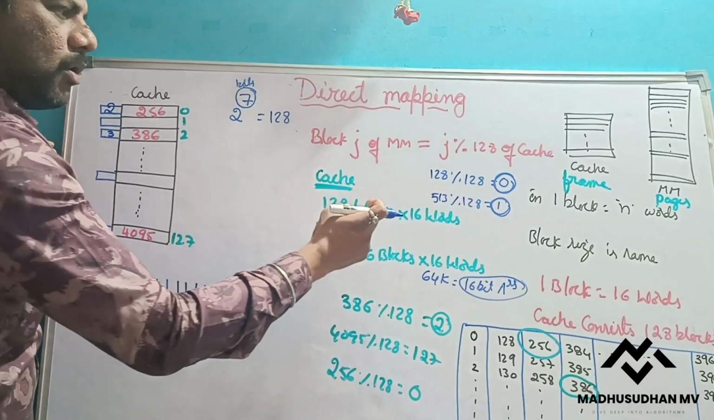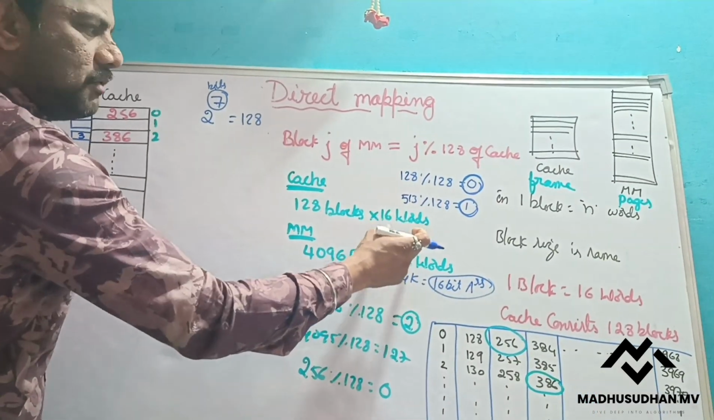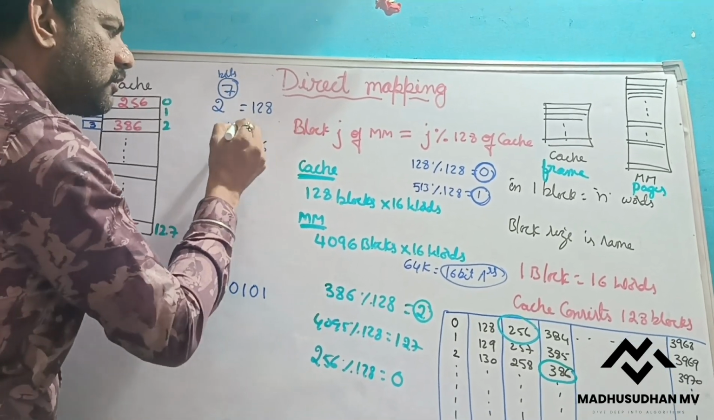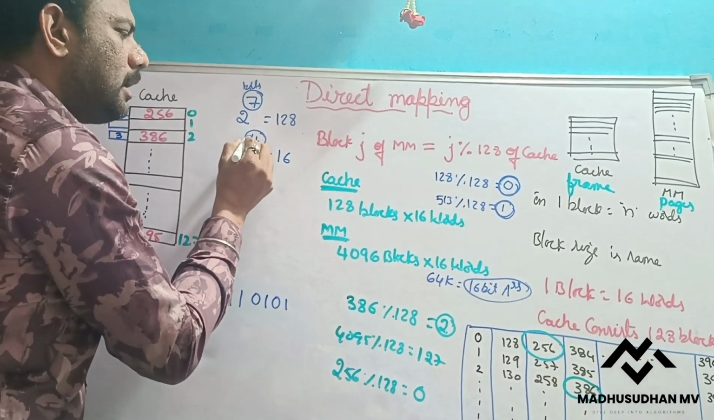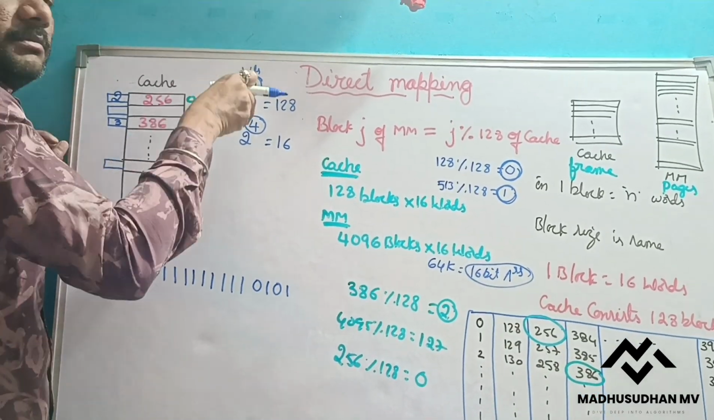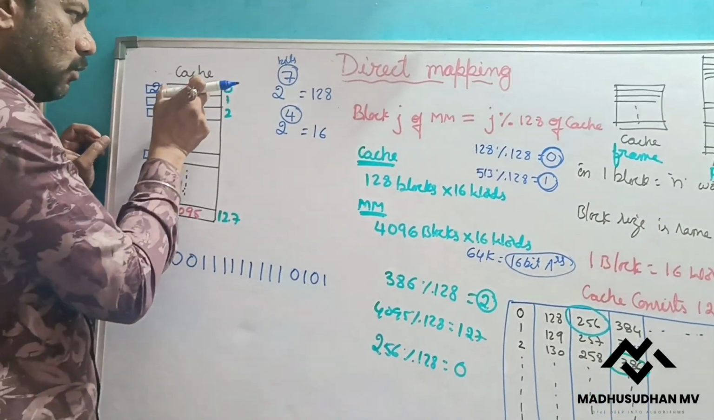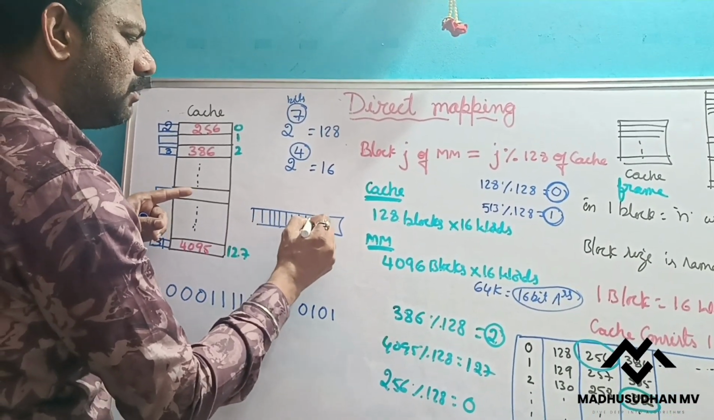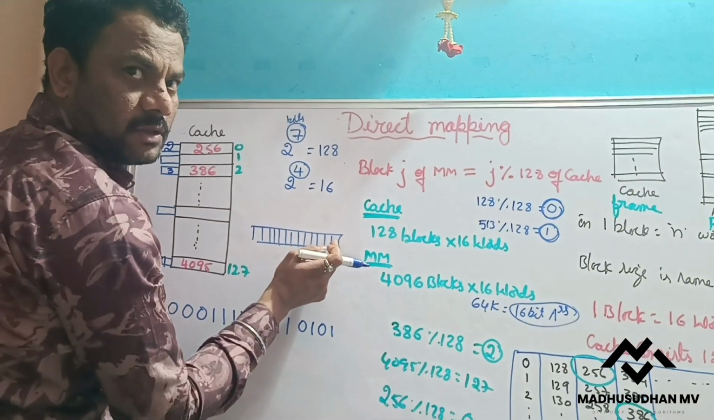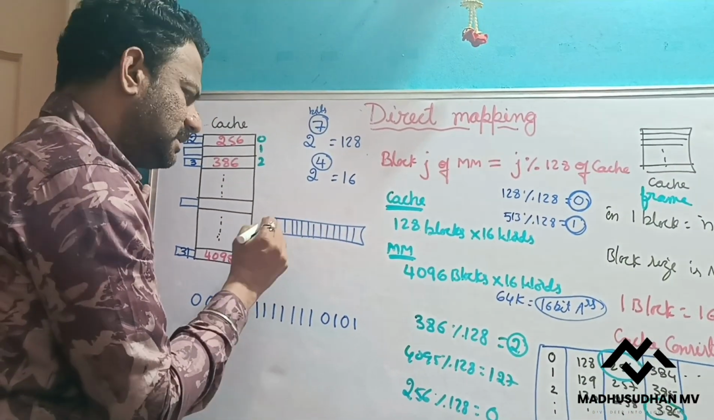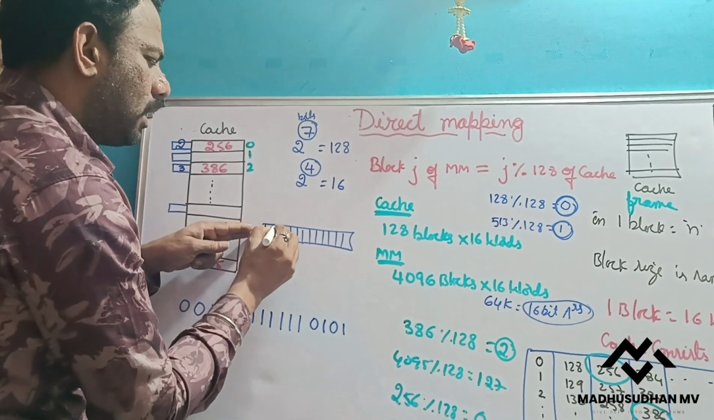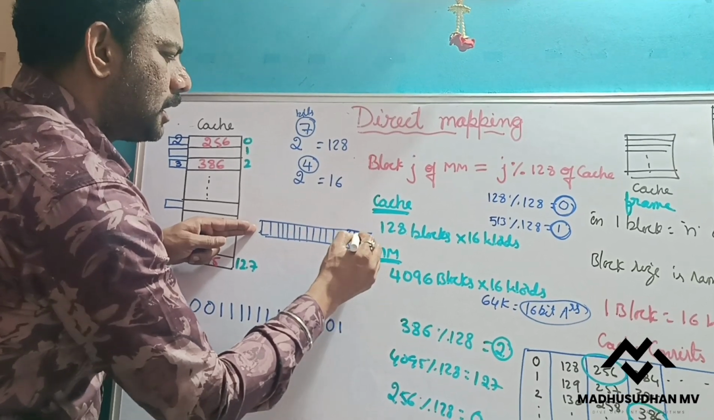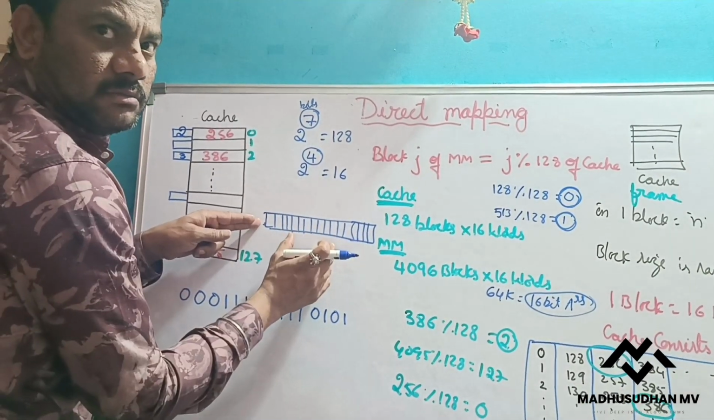And then in each block, how many words do I have? 16 words in one block. So 16 is equal to 2 to the power of 4. So I need 4 bits to identify which word in the block. That is also called the offset. From the starting word, it may be 0, 1, 2, 3, 4, 5, up to 15. So which word is the instruction in?